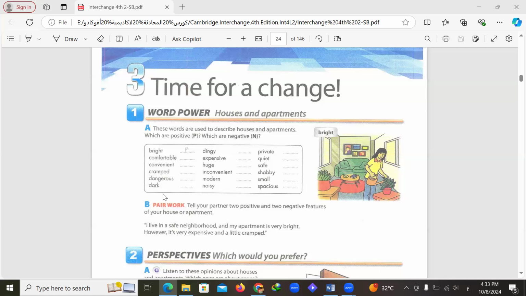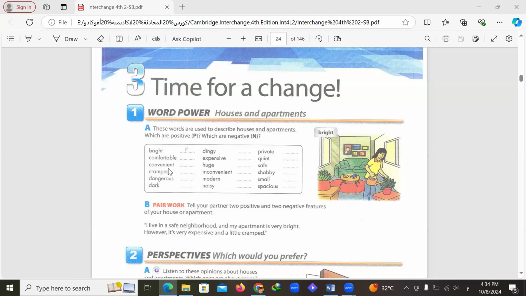Let's get to know the meaning of each adjective, to put P if it is positive or N if it is negative. The first word, bright, is a positive adjective. I prefer to live in a bright room. Comfortable, comfy, a very relaxing place. I live comfortably in this place, so it's also positive.